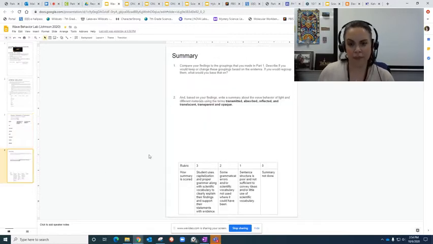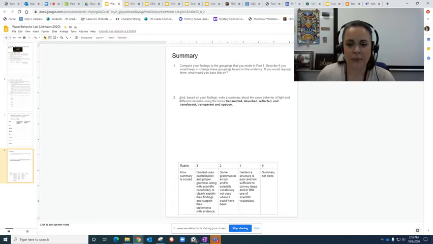To finish this lab, you need to complete the summary that is on page 4. A summary is basically just sharing your findings and then drawing some conclusions. Question number 1 in the summary says, compare your findings to the groupings that you made in part 1. So this is all the way back at the beginning. Now that you have done the lab, describe if you would keep or change these groupings based on the evidence that you gathered during the lab demo. If you would choose to regroup those materials, then how would you do that? What categories would you change?